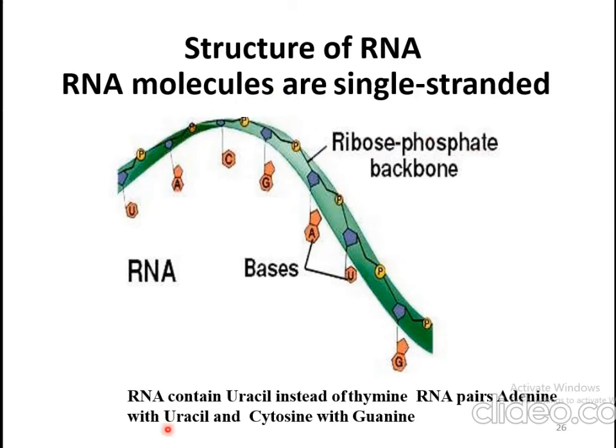RNA contains uracil instead of thymine, and RNA pairs adenine with uracil and cytosine with guanine.